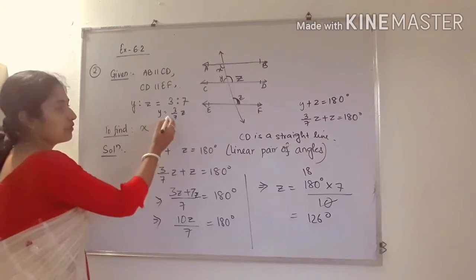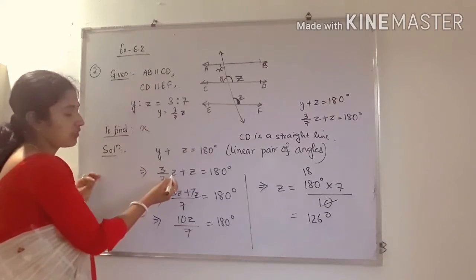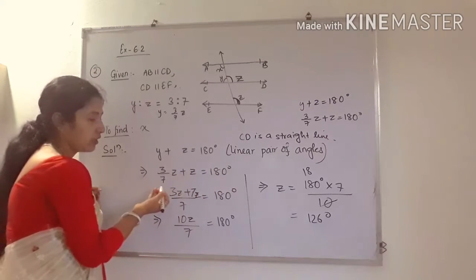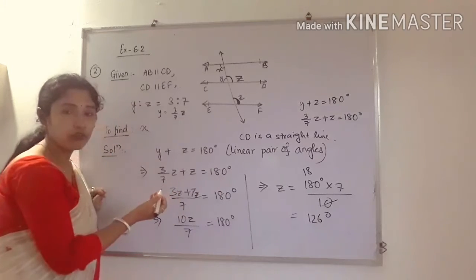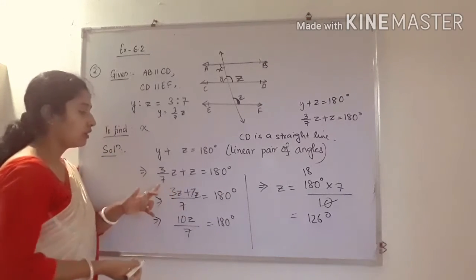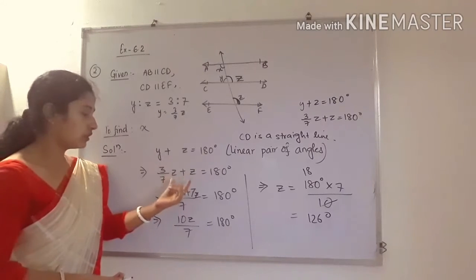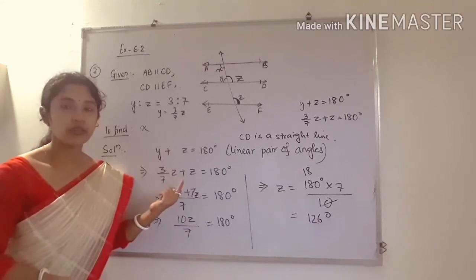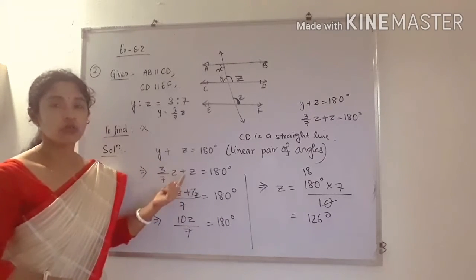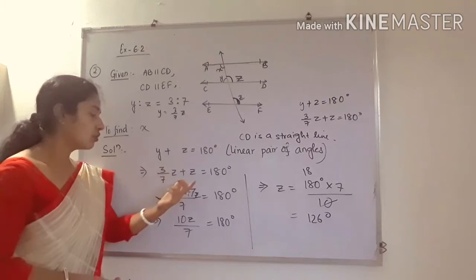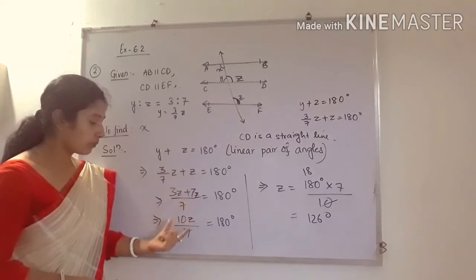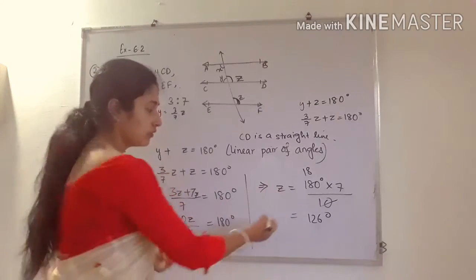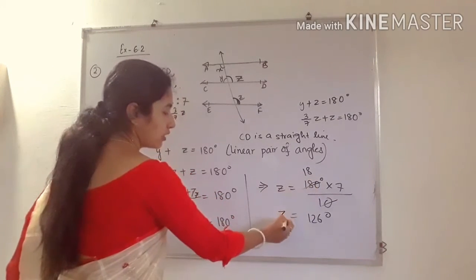So in place of Y it is given 3 by 7 Z. So in place of Y we can write 3 by 7 into Z, plus Z is equal to 180 degrees. So by that way here we are forming what? This is a linear equation in one variable. Already you have studied in class 8. Linear equation in one variable means the power of Z is 1, so that's why it is called linear, and only one variable is there, that is Z, and we have to find it. So here we can easily find the value of Z by simplification. By taking 7 as LCM, finally we got the value of Z as 126 degrees.